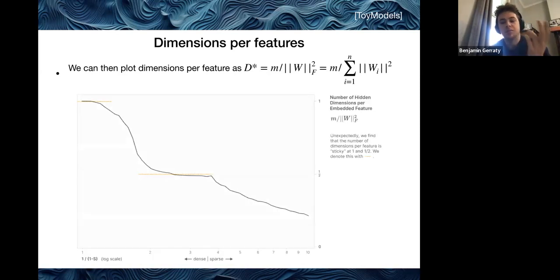And what we see, if we just plot this quantity, is that when the sparsity is very, very low, we embed just as many features as we have dimensions. So m over the Frobenius norm is 1, meaning that we just embed m features pretty much. As the sparsity increases, we see that it drops off. But what's funny is that it seems to flatten out at this 1/2 point, which we're calling the sticky points at 1 and at 1/2. We get sticky at embedding as many features as we have dimensions, and then we get sticky again for a lot of sparsity values when we embed twice as many features as we have dimensions. And then again, we trail off as we try to embed more and more features as the sparsity increases.